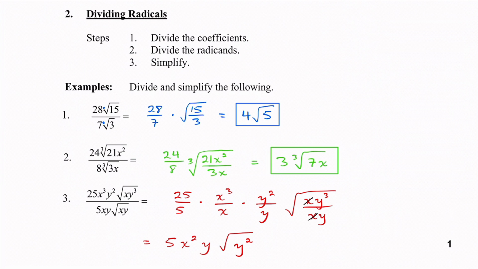And now with this one, I actually can do some simplifying in the last step. The y squared here in a square root, y squared is a square, so when I take the square root, I just get out a y. And then I'm going to have to multiply that down in front with this y, and so I get 5x squared y squared. So that was our last one for dividing.